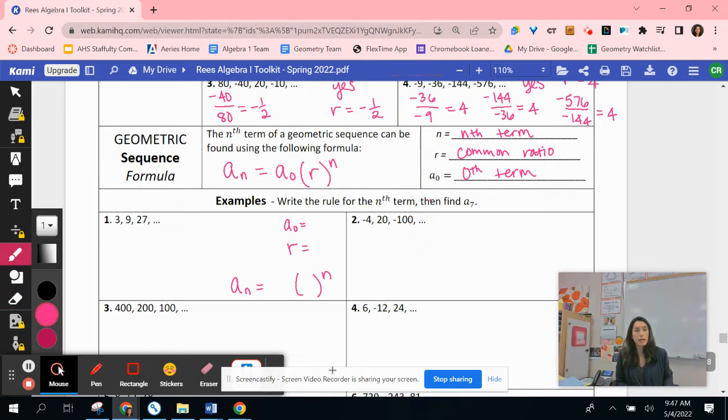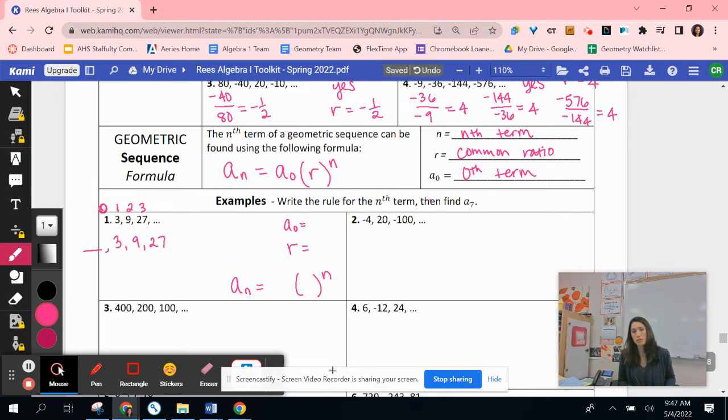Okay, so here's my list of numbers. This is the first number. This is the second number. This is the third number. I need this imaginary 0th number, the number that comes before it. So I'm going to write out my list off to the side: 3, 9, 27. I need the number here that comes before.